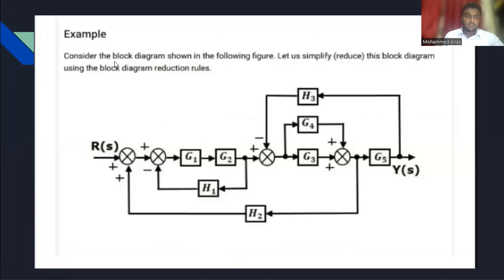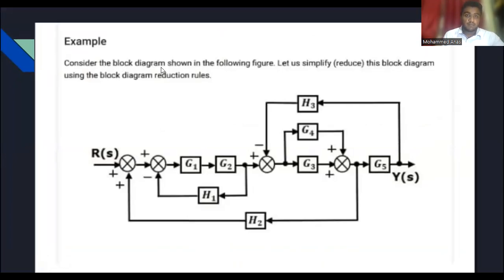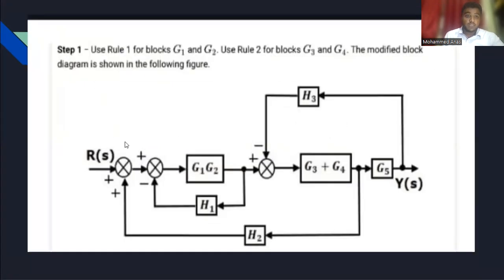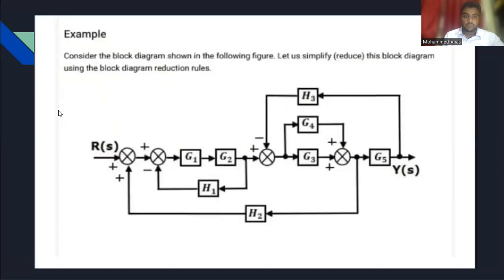Now we will see an example. Consider the block diagram shown in the figure. Let us simplify or reduce this block diagram using the block diagram reduction rules. This is the complex block diagram; we have to make it into a simple one. Step 1, use rule 1 for blocks G1, G2. These are connected in series, so multiply G1 and G2.